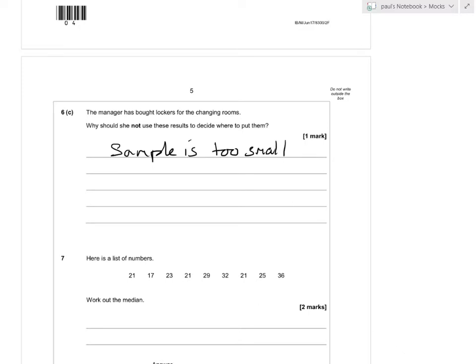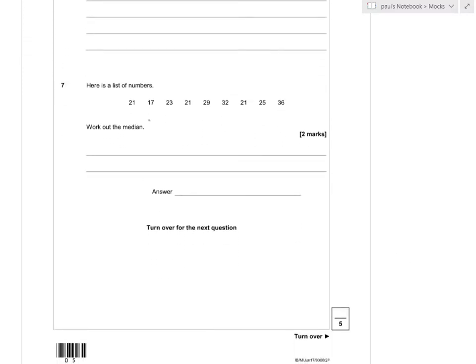Here's a list of numbers. Work out the median. Median is the middle, so we've got to put them all in order. So 17, I'm going to cross them out as we go along. 21, 21, 21, 21, 21, 21, 21, 21. Then we've got a 23, a 25, a 29, a 32, and a 36. So there's 1, 2, 3, 4, 5, 6, 7, 8, 9 numbers. So there is the middle number, 23.